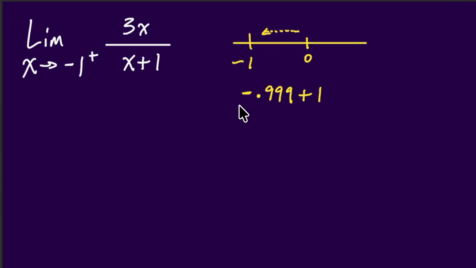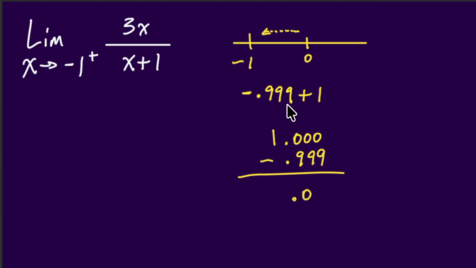Whenever you're combining a negative number and a positive number, you do big minus small. So if we do 1.00 minus 0.999, we're going to get 0.001, and it's going to be positive because we take the sign of the bigger number when we do big minus small.